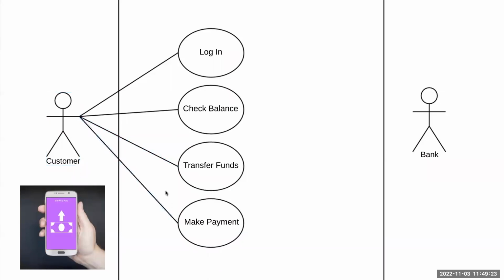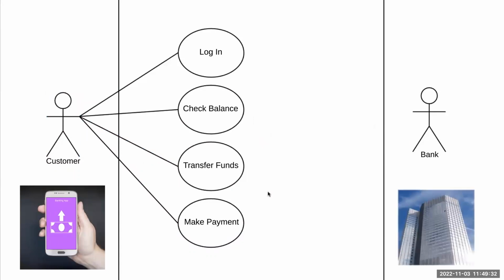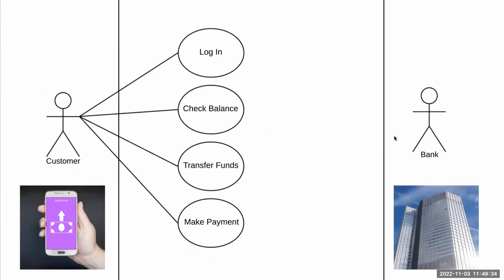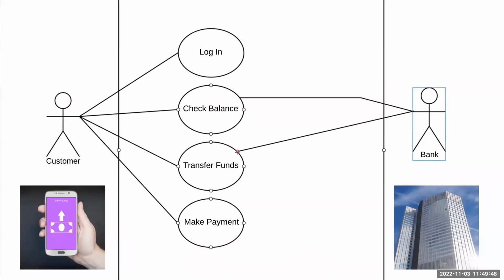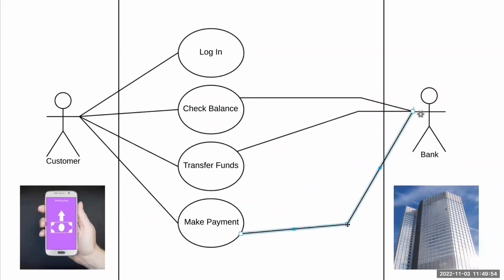Secondary actors will also have relationships. Remember, each actor has to interact with at least one use case, so which use cases will the bank interact with? When a customer wants to check their balance on the app, the bank is going to provide the correct amount. Let's draw a line between bank and check balance. Similarly, when a customer wants to transfer funds or make a payment, the bank is going to follow through with those transactions. We don't need to draw a line to log in because that process happens within the banking app. There's no need for the bank to actually get involved with the login process.